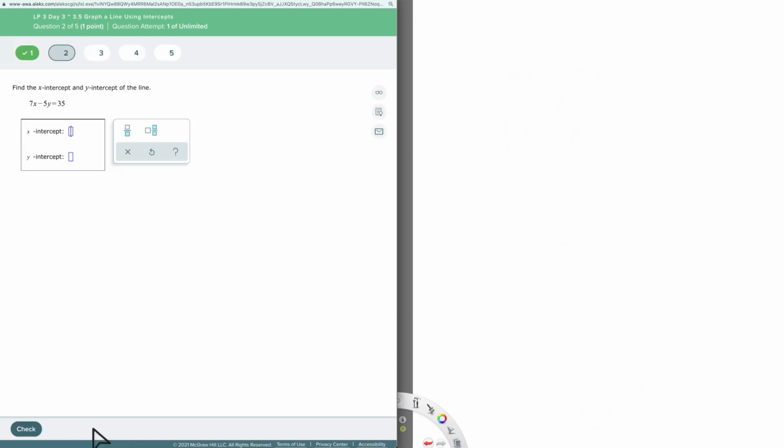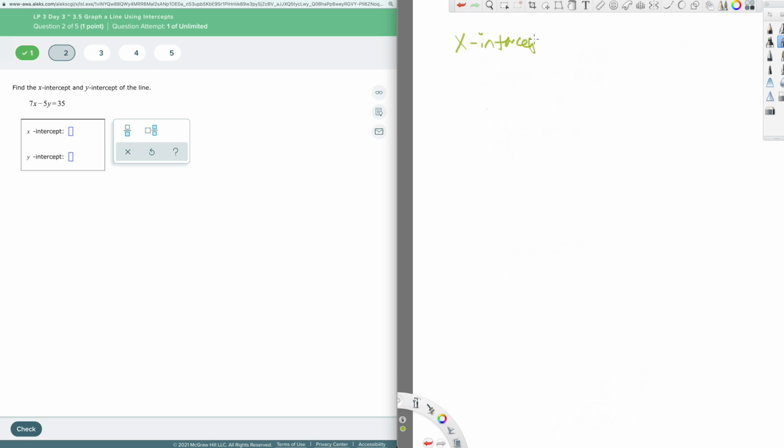All right, so for this one, it says find the X-intercept and the Y-intercept. It's not giving us the graph this time, though. So what we want to do for the X-intercept, we want to take our equation and make Y 0. Because if Y is 0, if we think about our coordinate grid, that means I didn't go up or down. I'm right on the X-axis. So if we make Y 0 and solve, then we'll figure out the X-intercept.